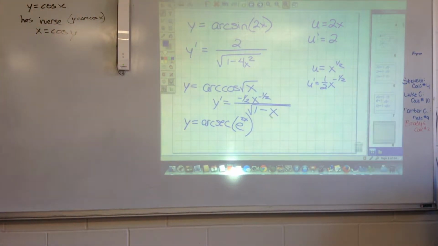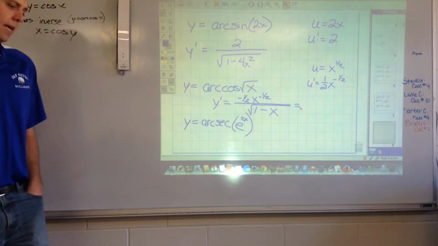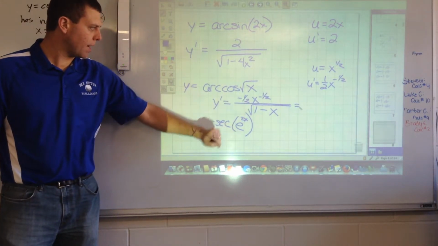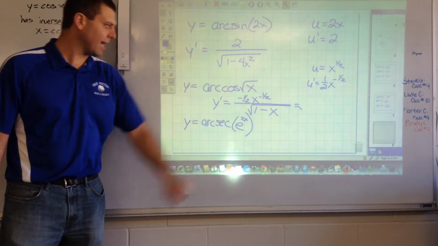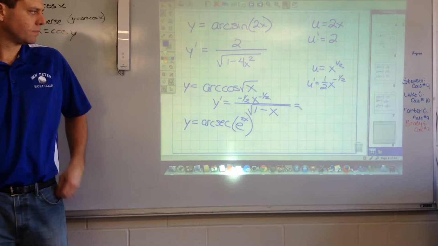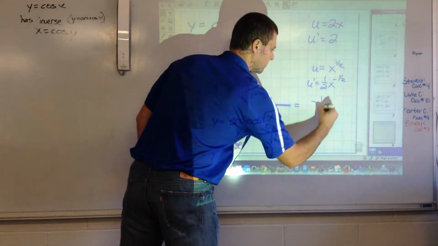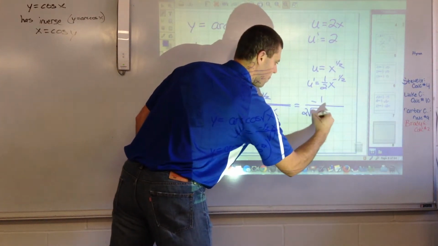And then wouldn't you probably want to put the 2 on the bottom and then the x on the bottom? I would probably go a little further. Move this 2 down to the bottom. Keep the negative 1 on the top. You can move that down to the bottom as well. So would it just be 1 over 2 square roots of x minus x squared?